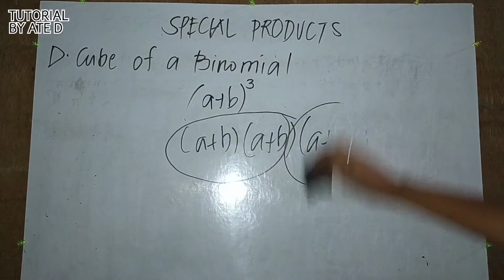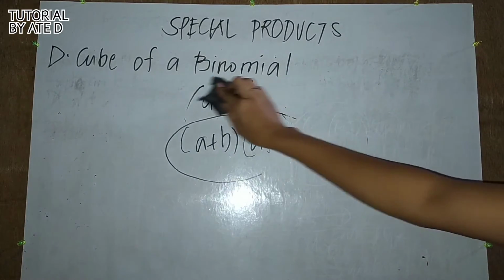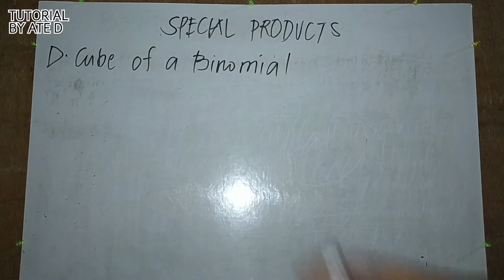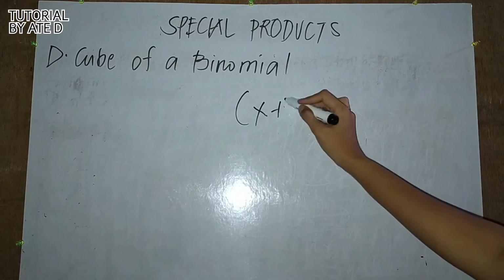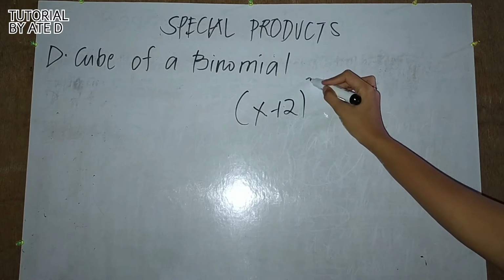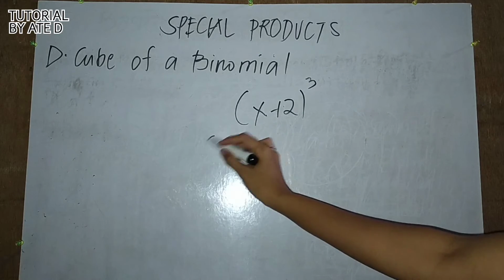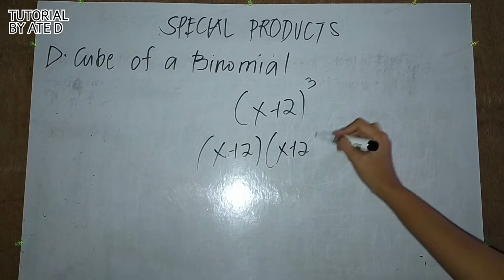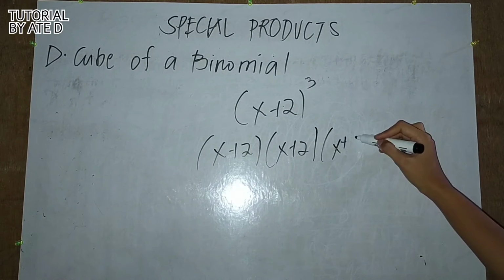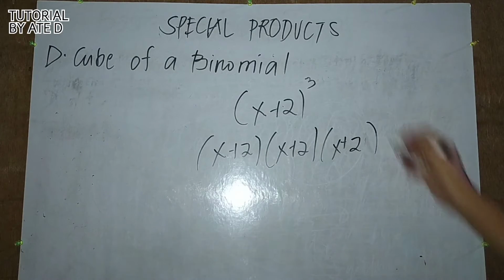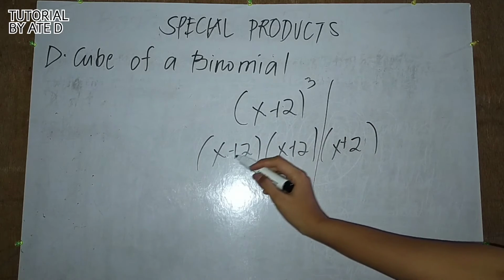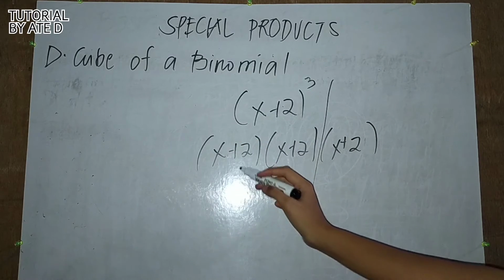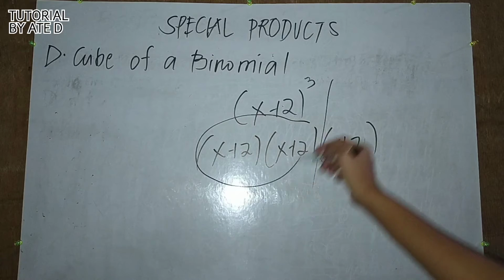So, we're going to have an example para mas madali ninyong maintindihan. So, we'll have this, x plus 2 cubed. Expanding muna. X plus 2, x plus 2. Now, we're going to find the square of this, or the product of these two terms.